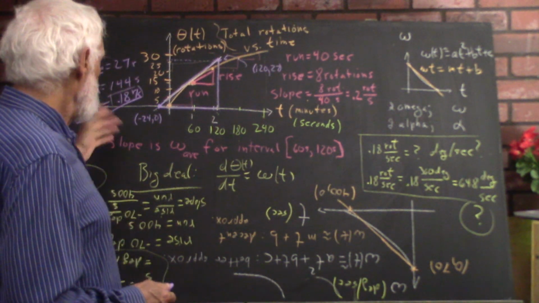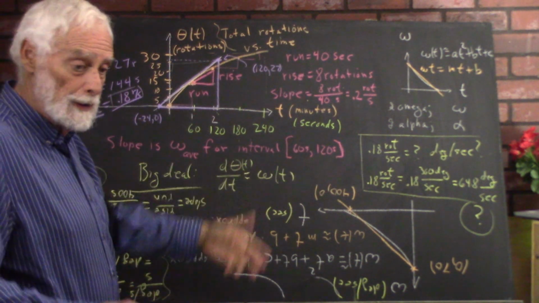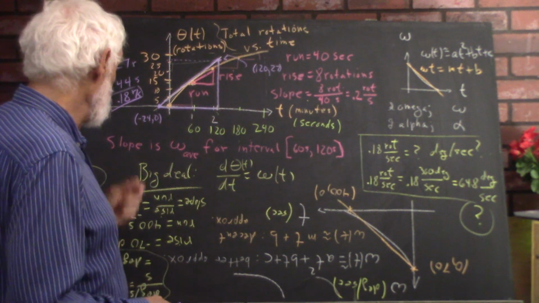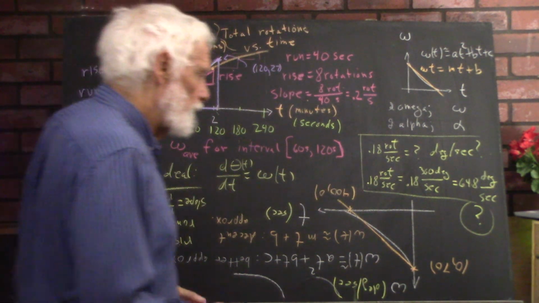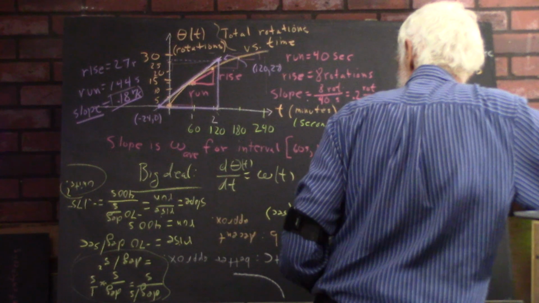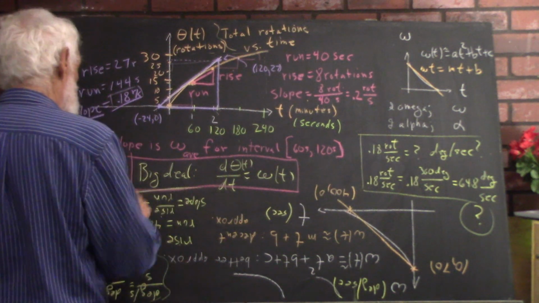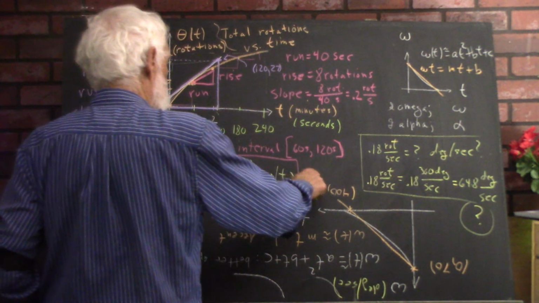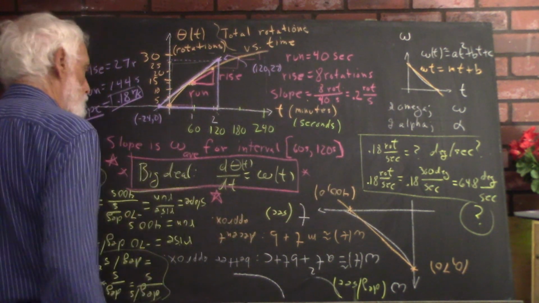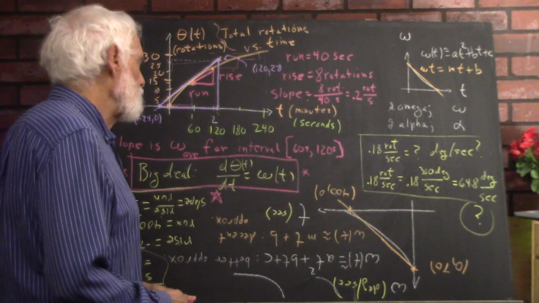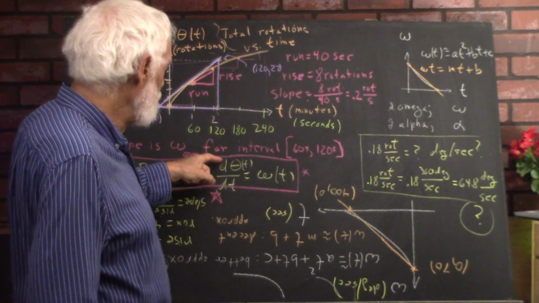Okay. Well, anyhow, I say here, the slope here is omega average for the interval from 60 to 120 seconds. We talked about that in the previous video. I don't have anything to add to that. And then you have this big deal, and big deals really need to be highlighted. So I highlight it by putting a big red circle around it, and a couple of asterisks around it, and a couple of stars, and whatever. Okay? Big deal. The limiting value of delta theta over delta t as delta t approaches 0 is just the derivative d theta dt.